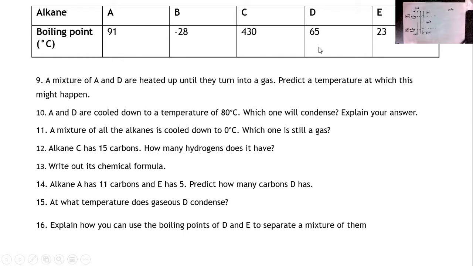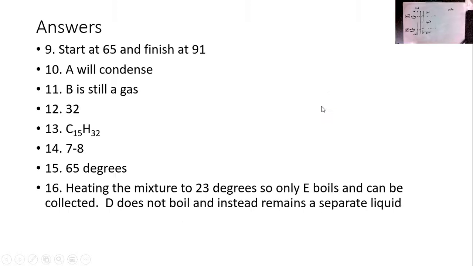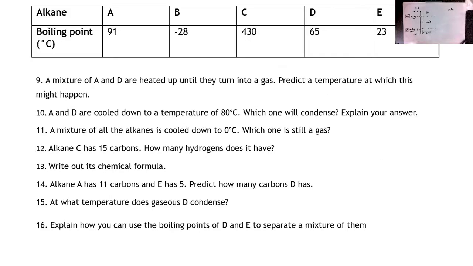D won't turn back into a liquid until you cool it down to 65. Now, if we're at 80, we haven't cooled it down to 65. So the one that will condense will be the one with boiling point 91. A will condense is the answer there. And explain your answer. Why will A condense? Well, we have cooled it below its boiling point. We have not cooled D below its boiling point.